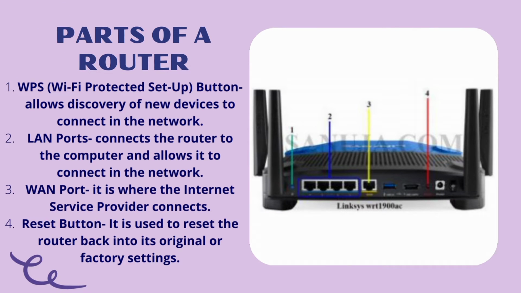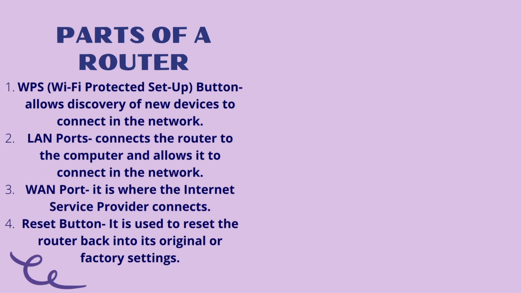Wi-Fi Protected Setup button allows discovery of new devices to connect in the network. LAN ports connect the router to the computer and allow it to connect in the network. WAN port, it is where the internet service provider connects. Reset button, it is used to reset the router back into its original or factory settings.